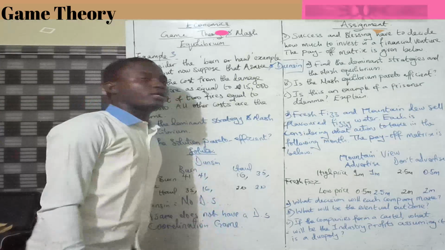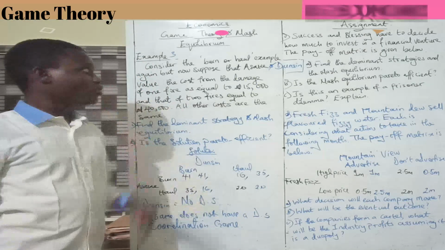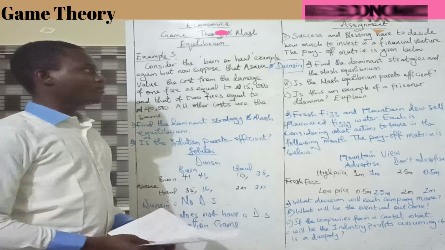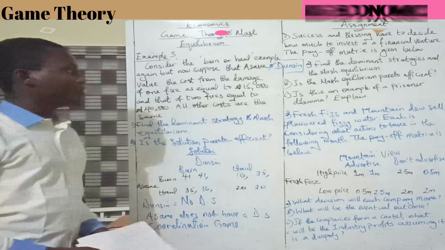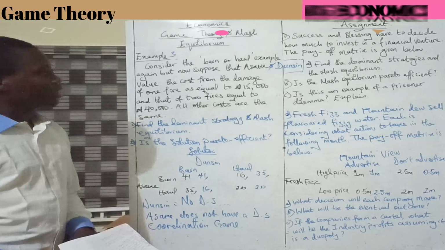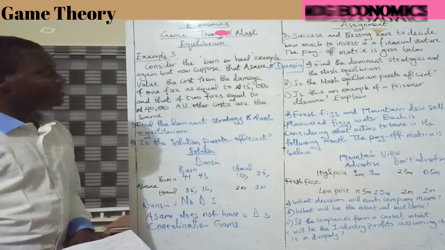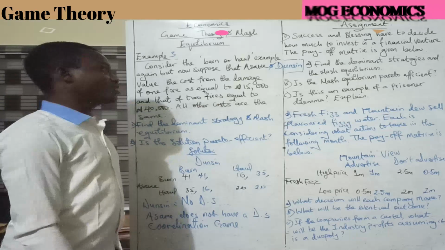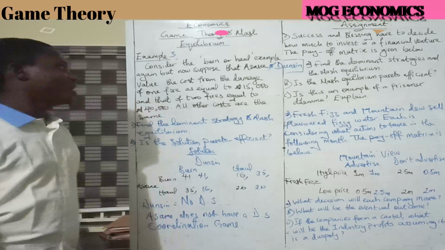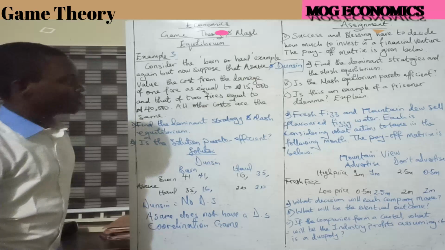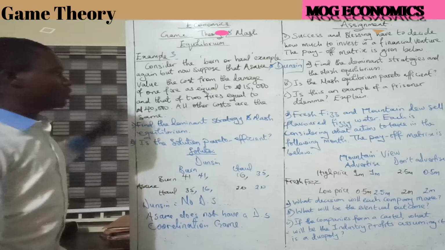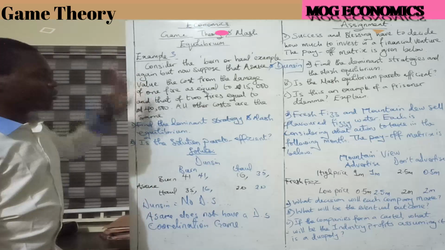All right, so here you have the assignment. Number one, Success and Blessing have to decide how much to invest in a financial venture. The payout matrix is given below. Oh, I didn't even write the payout matrix. A. Find the dominant strategies and the Nash equilibrium. B. Is the Nash equilibrium Pareto efficient? And C. Is this an example of a prisoner's dilemma? Explain. I'm going to write the payout matrix here.